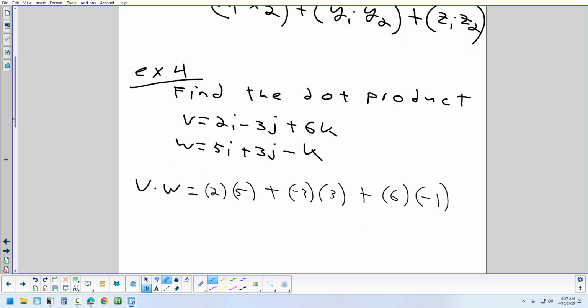All right, so 2 times 5 is going to give me 10, then -3 times 3, and 6 times -1. So 10 minus 9 gives me 1, and 1 minus 6 gives me -5. And that's how you find your dot product. Now, the last thing is the same thing we did with the dot product in 2D. What did we use the dot product to figure out? It was part of the formula to figure this out.